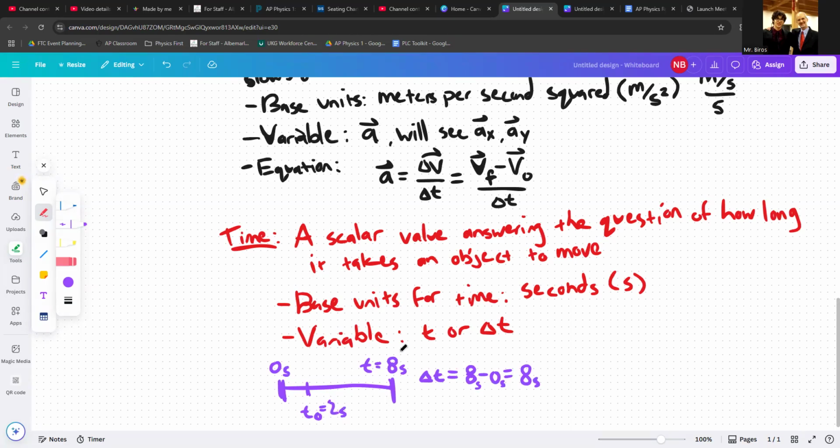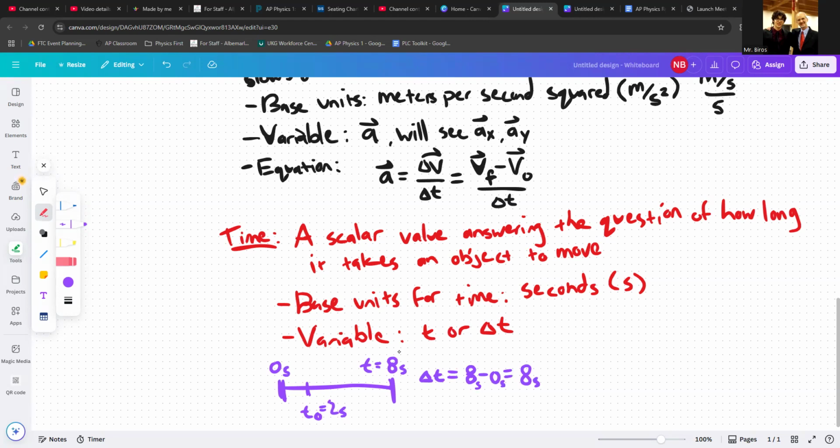So the reality is we don't really use t equals 8 to plug into an equation in that case, because we're not concerned with an 8-second time interval. We're concerned with a 6-second time interval. So really, we just use delta t for everything, even though you'll see t for a lot of those. So it's kind of confusing, because they are technically different.